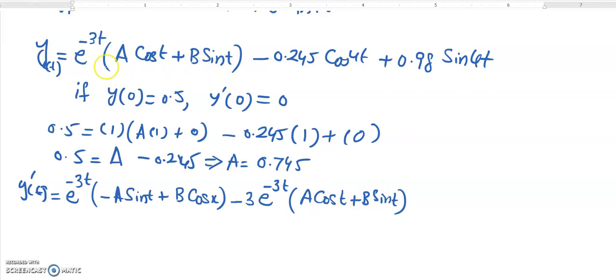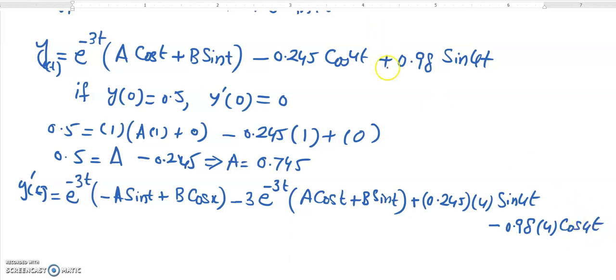So this derivation is done. And then for this, it will be minus 0.245 into 4 sine 4t, and then because sine will change, it will be plus, and then plus 0.98 times 4 into cosine of 4t, so it should be plus.